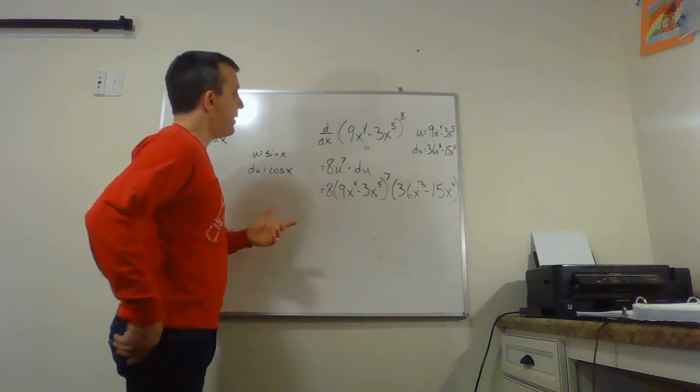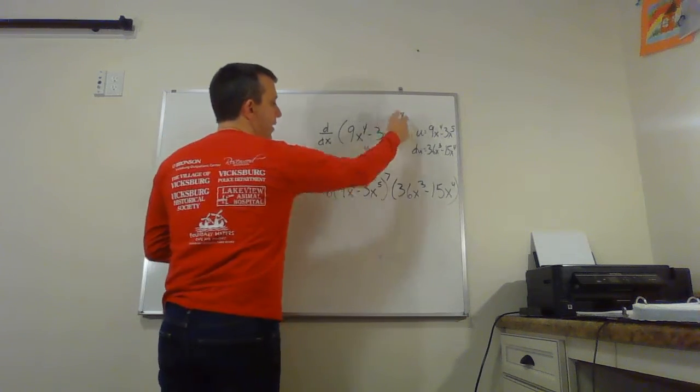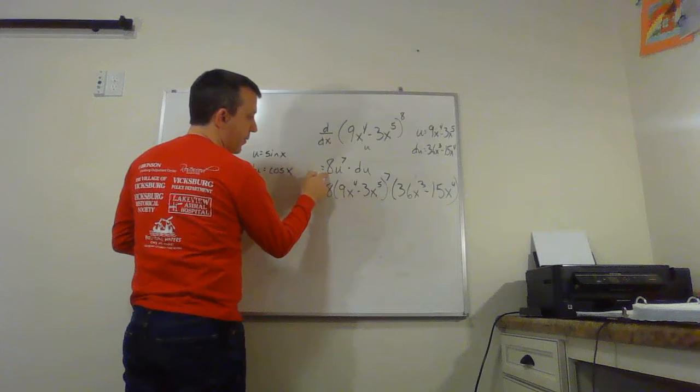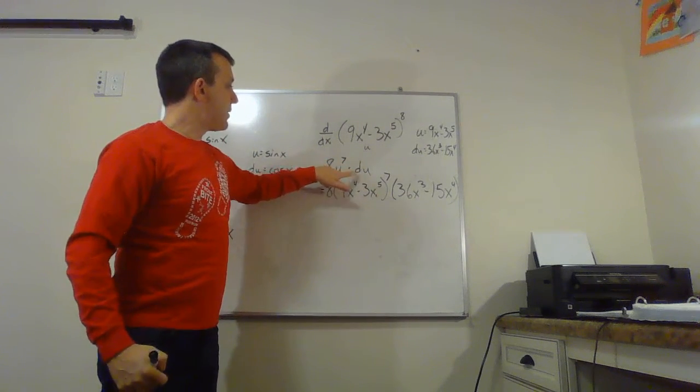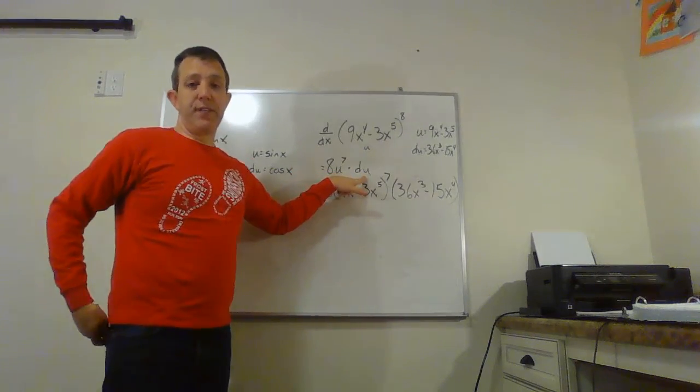So the derivative then, right, this is really u to the 8th power, so I dropped the exponent and subtracted it by 1, so I have 8u to the 7th times there's that derivative of the inside piece again.